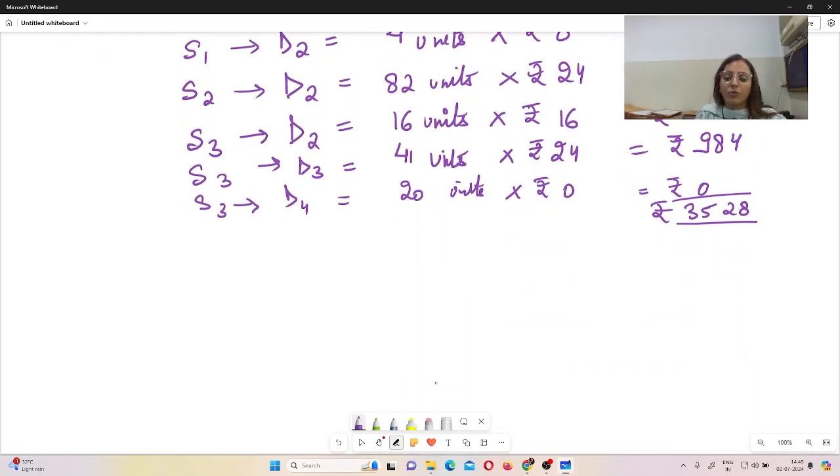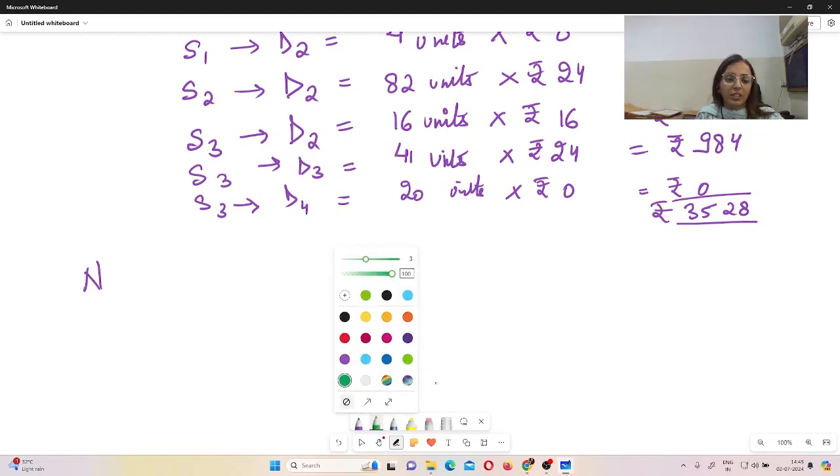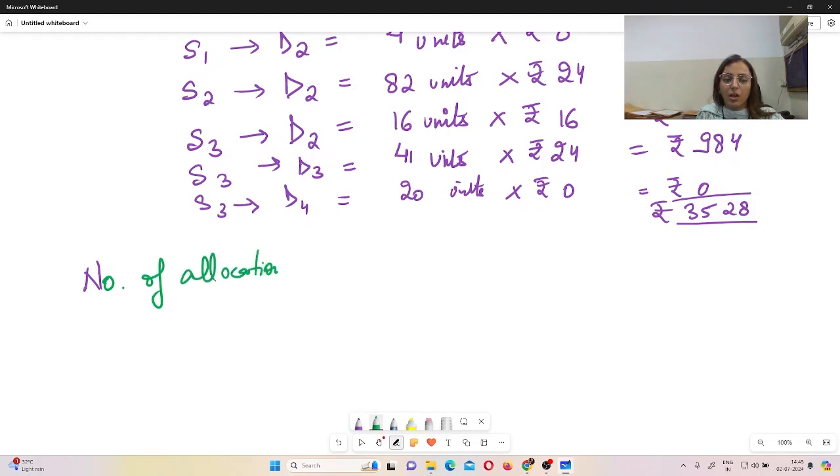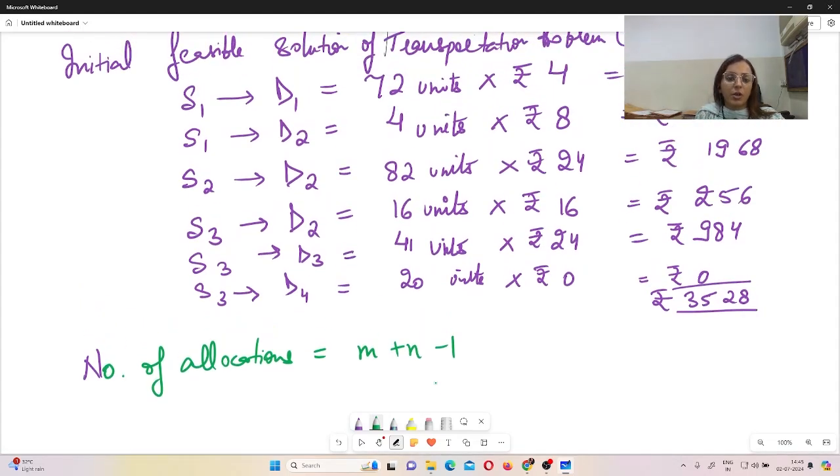After that, finally, you have to check one more condition, whether it is fulfilled or not. What is that condition? The number of allocations you have done should always equal row plus column minus 1. So check how many allocations we have done in this question. We have done 1, 2, 3, 4, 5, and 6. Basically, we have done 6 allocations.